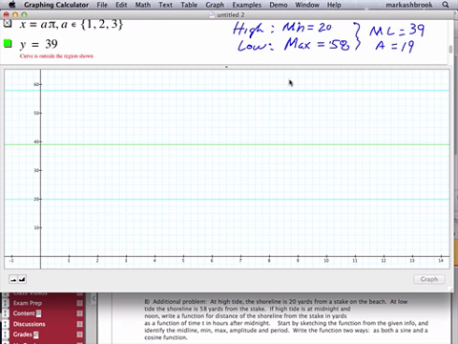What's that? Period. Okay, how are we going to get that? It takes 12 hours, right? It says high tide is at midnight and then noon. So is that measuring max to max or min to min? If high tide is at midnight and noon, it's min to min, right? And so that min to min is 12 hours.